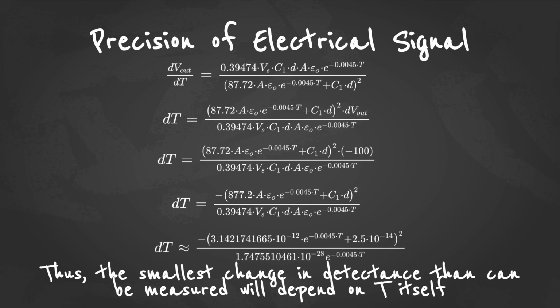3.14217416665 times 10 to the negative 12 times e to the power of negative 0.0045 times temperature plus 2.5 times 10 to the power of negative 14, quantity squared, all over 1.747551046 times 10 to the power of negative 28 times e to the power of negative 0.0045 times temperature. Thus, we can conclude the smallest change in temperature that can be measured will depend on the value t itself, as we can see by the dt approximate equation.